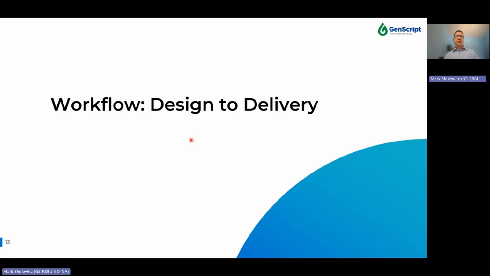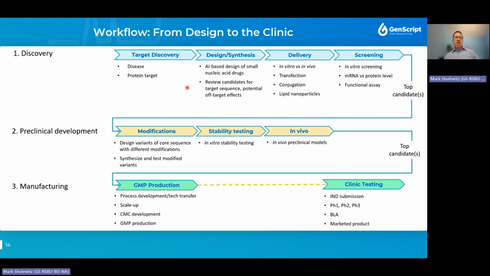Okay, now this takes us to our next section, looking at a typical workflow for nucleic acid drug development. In particular, we'll look at design, stability, as well as delivery. So let's walk through a typical workflow for developing a small nucleic acid drug, and we'll use siRNA as an example just to simplify explaining a typical workflow. I've divided the process into three main stages. There's discovery, preclinical development, and manufacturing.